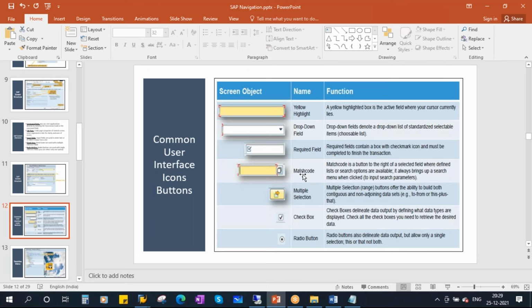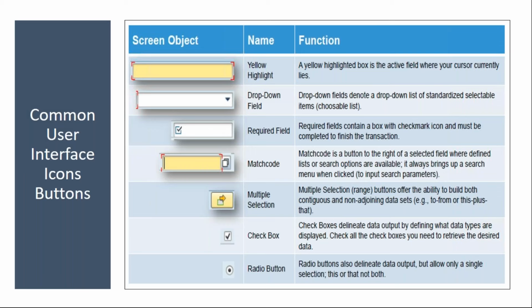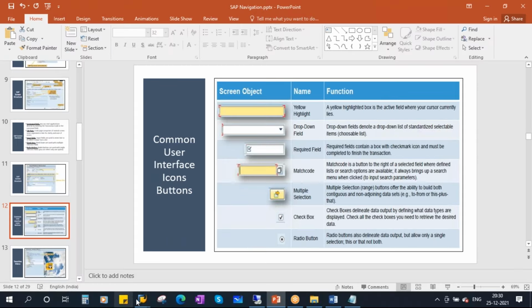Next, we will talk about match code. Match code means normally for some fields, you will have this match code button at the right side. Match code is a button to the right of a selected field where defined lists or search options are available. Once you click on this match code button, it will give you the allowed values for that particular field.